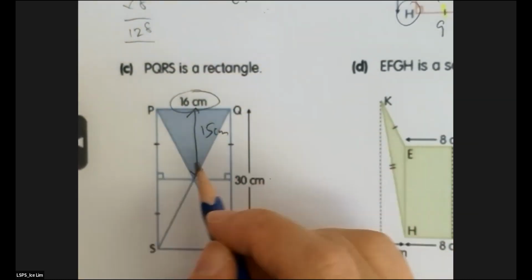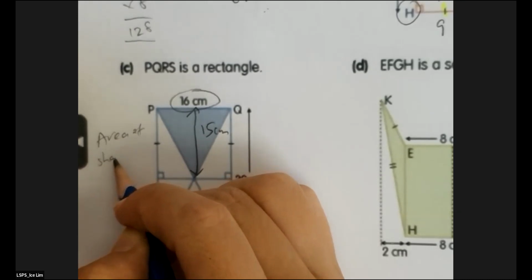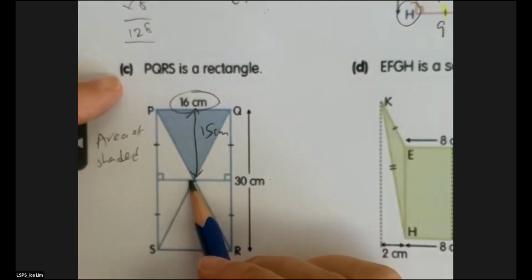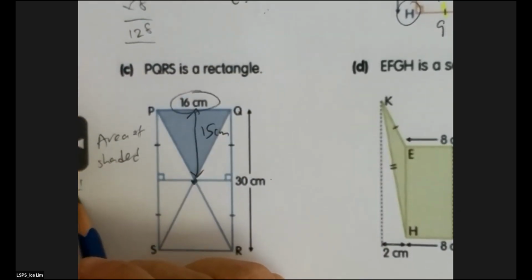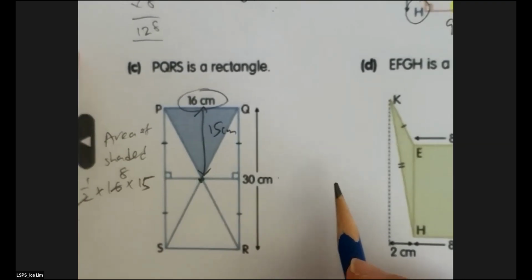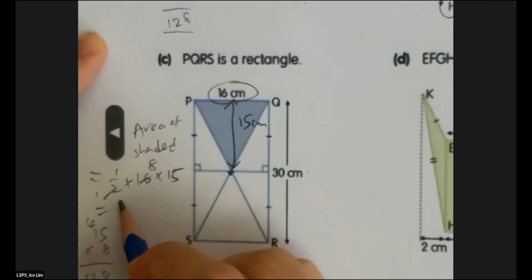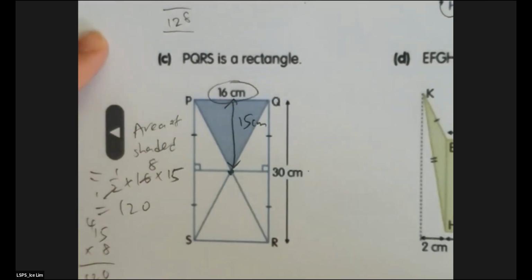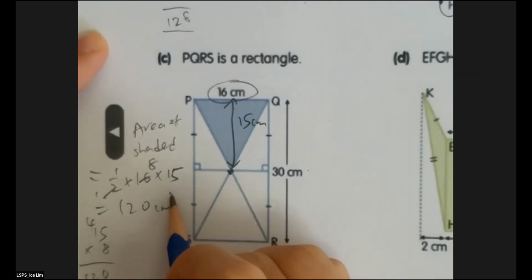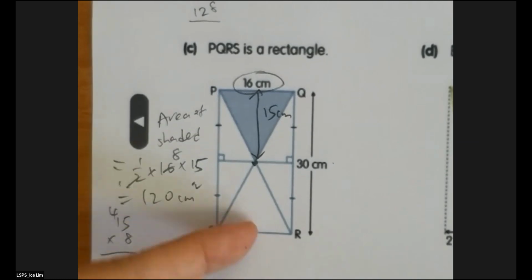The area of the shaded part will just be the triangle, which will be half times 16 times 15. In this case, cancel, 8 times 15. So 8 times 15 will be 120. Is that correct? 120, thank you very much for your confirmation. 120 square centimeters. So this one, method 1, done.